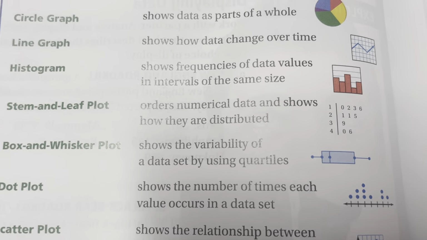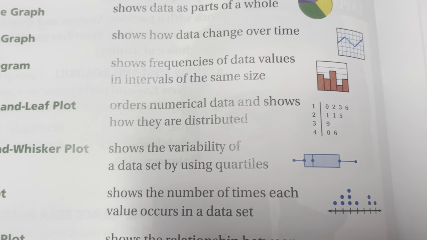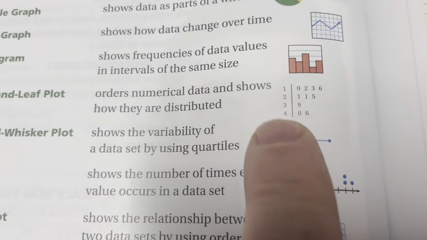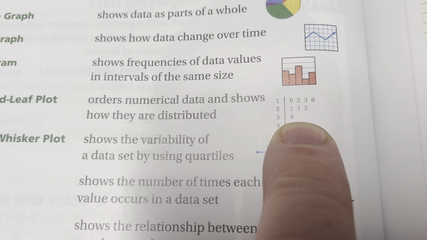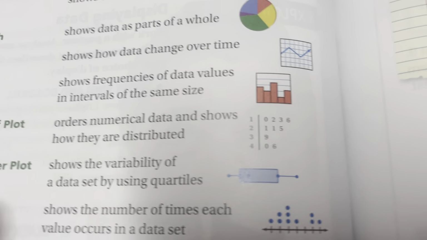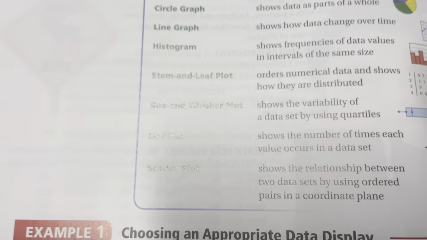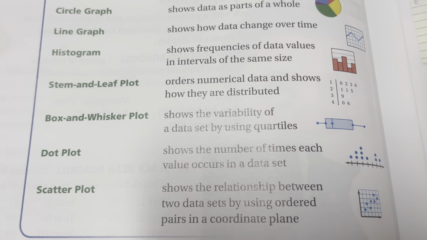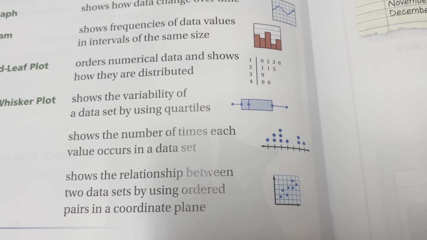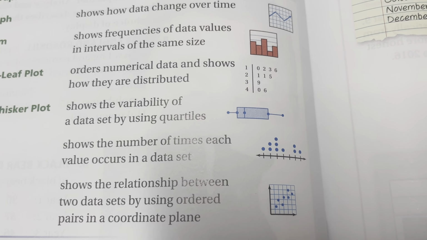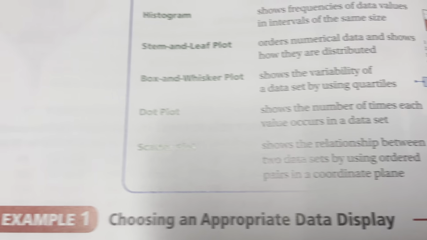Stem and leaf plot orders numerical data and shows how they are distributed. This is by place value. For example, this 3 and that 9 means a 39. A lot of times people use these to show test scores or something like that. We have a box and whisker plot, which shows the variability of data using quartiles. That kind of has different means and medians, high number, low number, things like that.